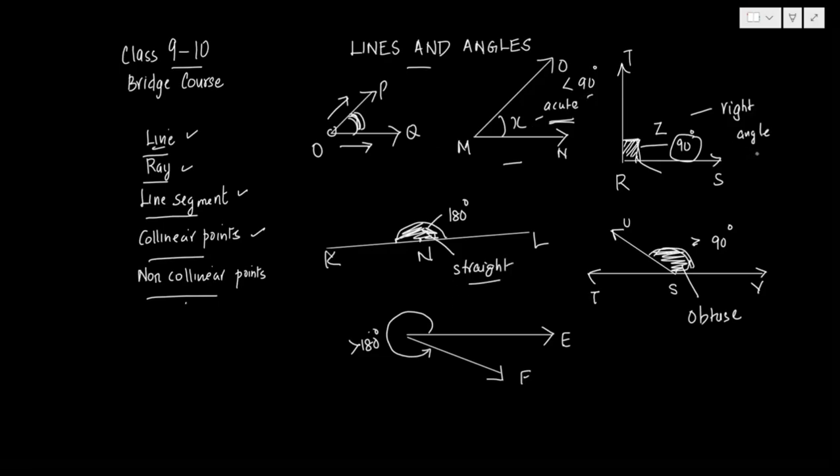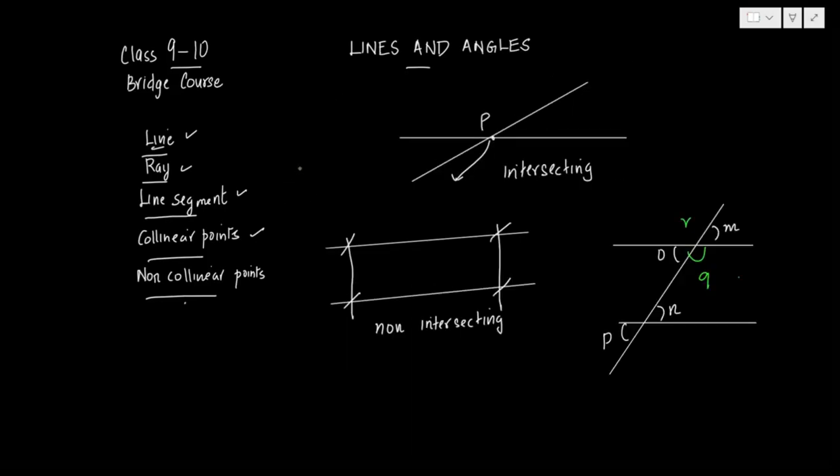So acute is less than 90, right is exactly 90, obtuse is greater than 90 but less than 180, and anything which is 180 is a straight angle, and anything which is greater than 180 is called a reflex angle. A reflex angle. So based on the values, the angles can be categorized as acute, right, obtuse, straight, and reflex. Okay. So we talked about different types of angles: acute angle, obtuse angle, straight angle, right angle, and reflex angle.